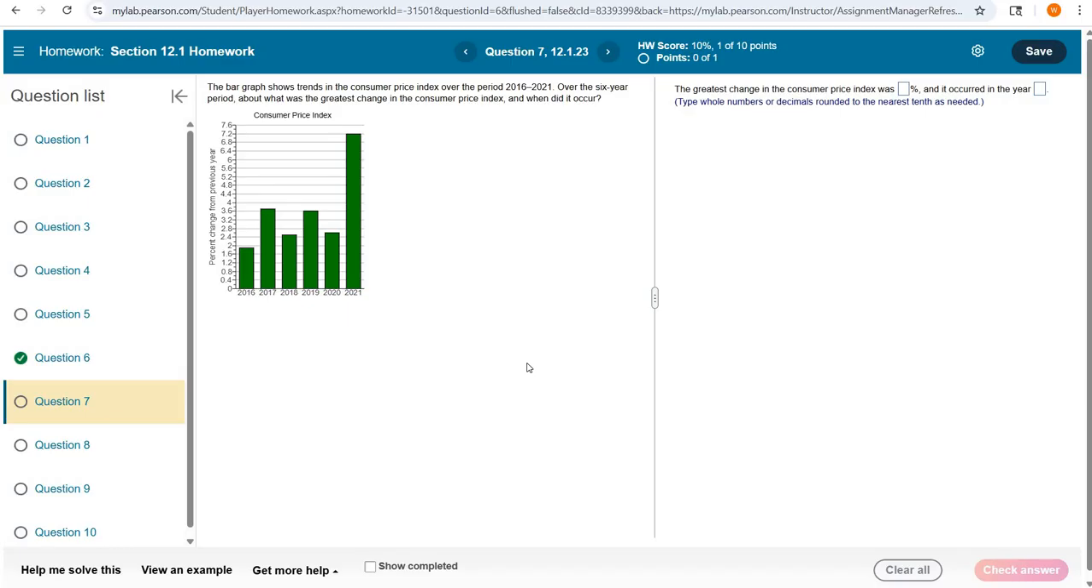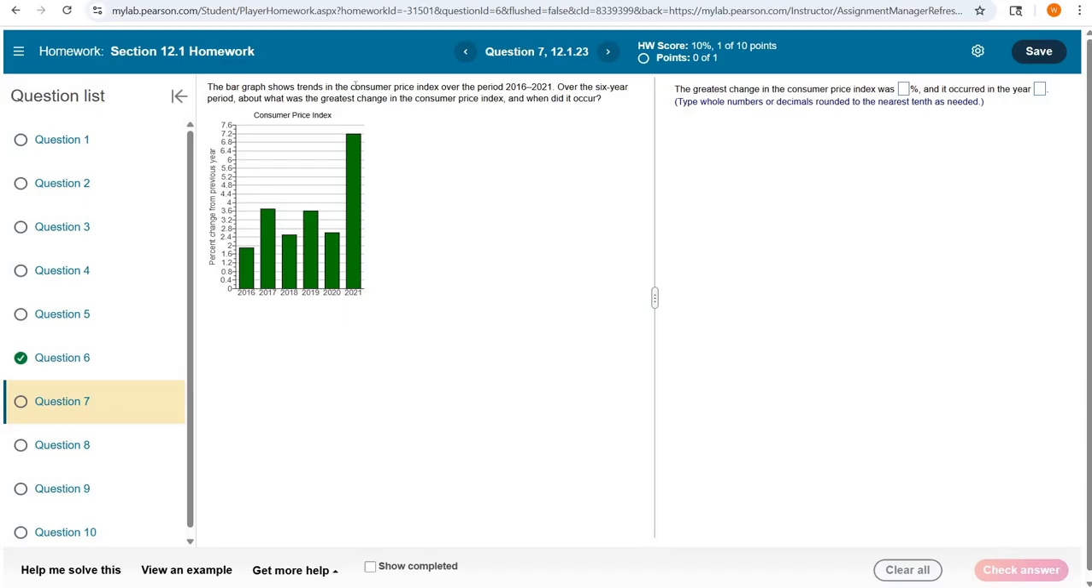This next one, as you're doing a graph problem, you want to make sure of two things: that you understand what's being asked and that you understand the graph. So let's understand the graph first. The graph is giving me years, obviously 2016 to 2021, and what it's reflecting is the percent change from the previous year. So in 2016, the percent change from the previous year was above 1.6%, but not quite 2%. 2017, it was above 3.6%, but not up to 4%.